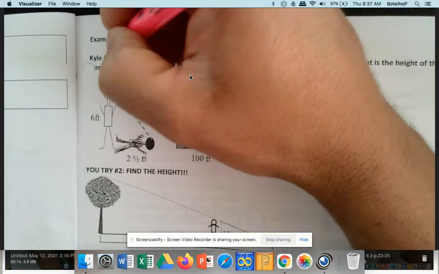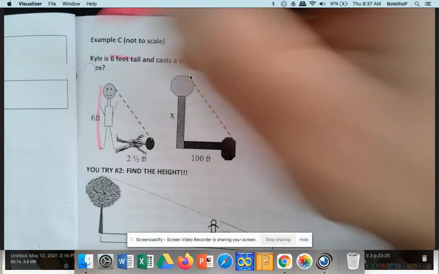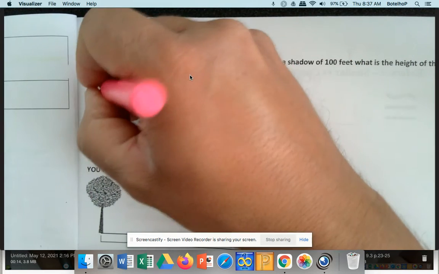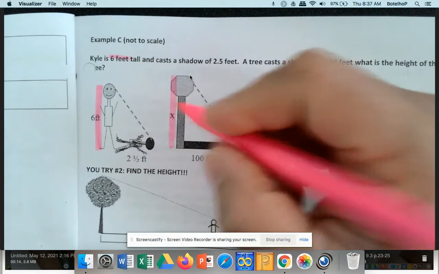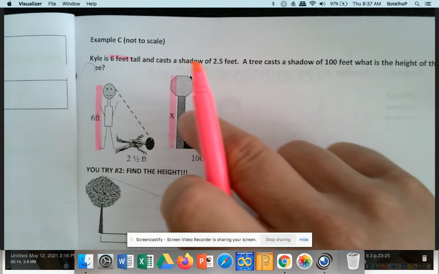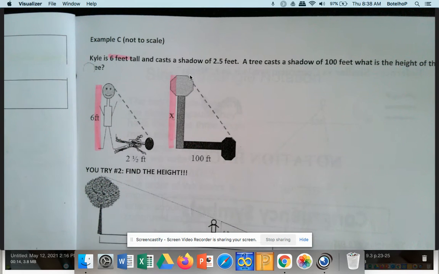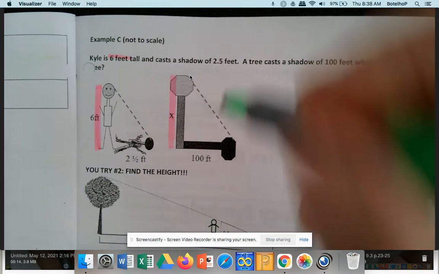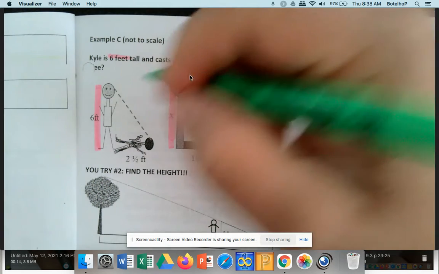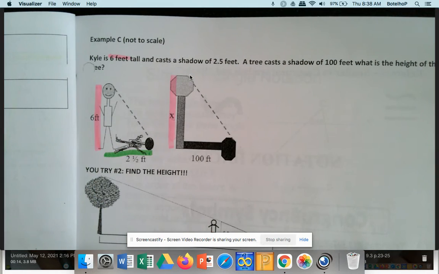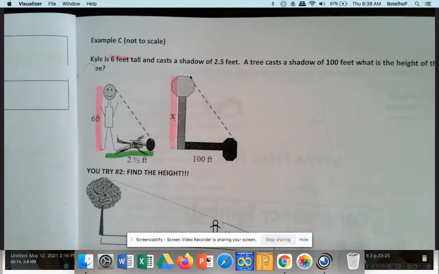So Kyle is 6 feet tall, like this, and the height of the tree is unknown, like this. So if you haven't already, grab a highlighter and highlight the height of Kyle, 6 feet, and the height of the tree. Again, it's not to scale. So then the shadow itself makes a 2.5 foot shadow for Kyle, which is right here, 2.5. And then the tree casts a shadow of 100 feet.